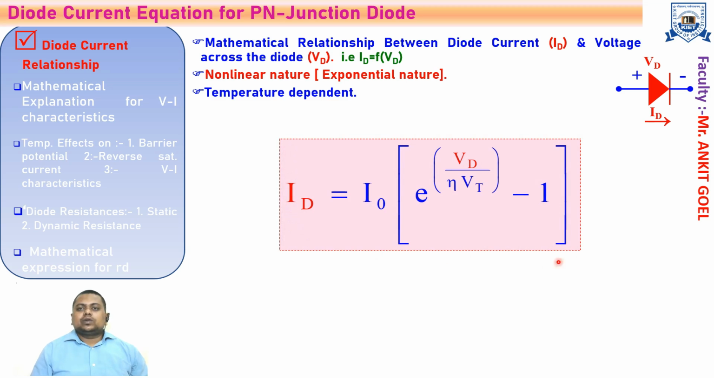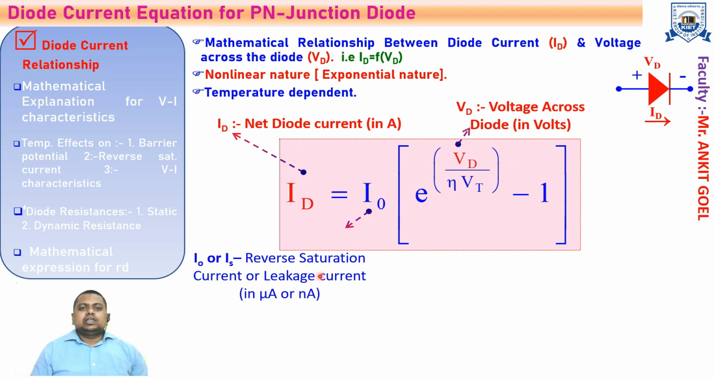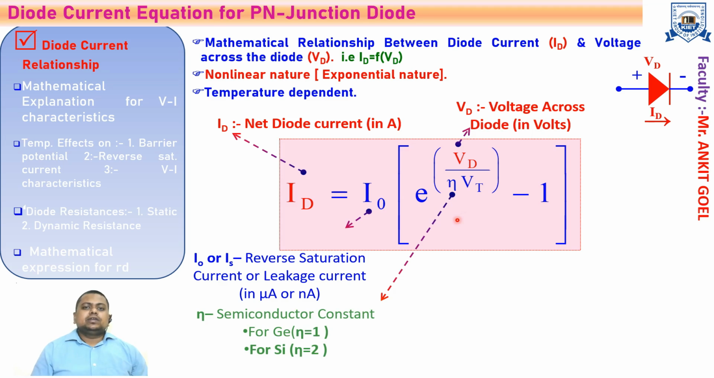This is the diode current equation we have. ID is equal to I naught e to the power Vd upon eta Vt minus 1, where ID denotes the net diode current, Vd denotes the voltage across the diode, I naught is the reverse leakage current or the reverse saturation current, which is in the range of microampere or nanoampere. Eta is the semiconductor constant, which is taken as 1 for germanium and 2 for silicon. And Vt is called the thermal voltage.